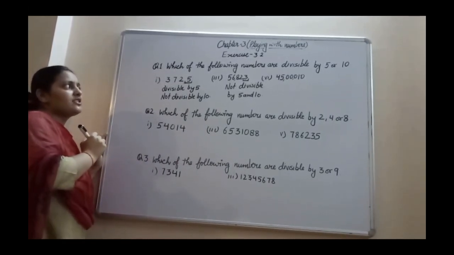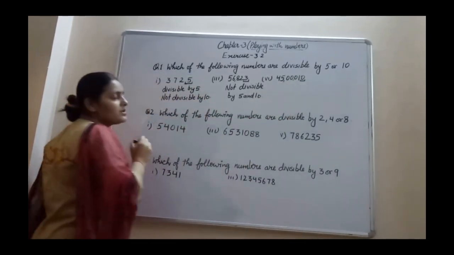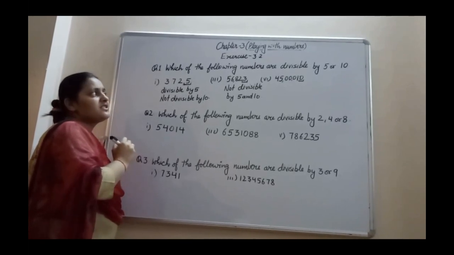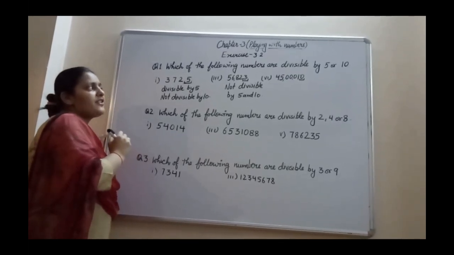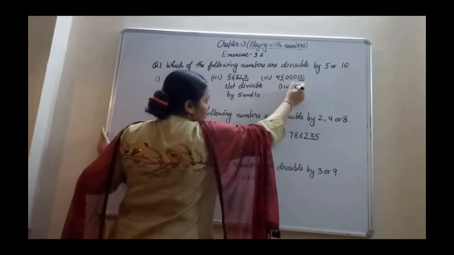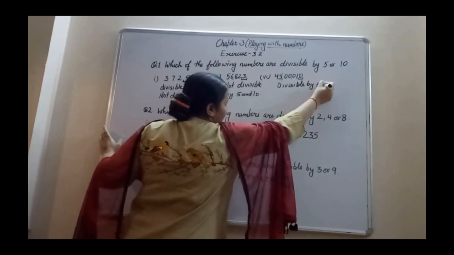Now the next question, whether the given number is divisible by 5 or 10. So we can clearly see that the last digit is 0. It means it follows the divisibility rule of both number 5 and 10. So this number is divisible by both 5 and 10.